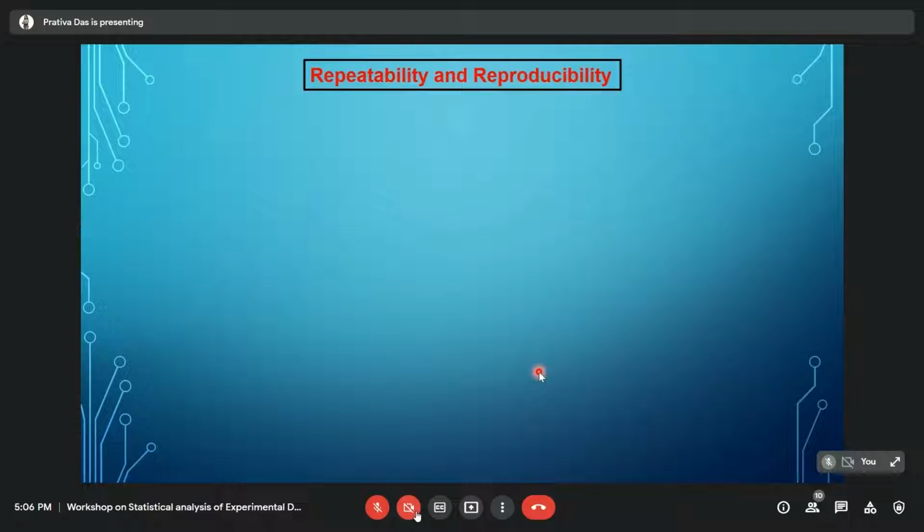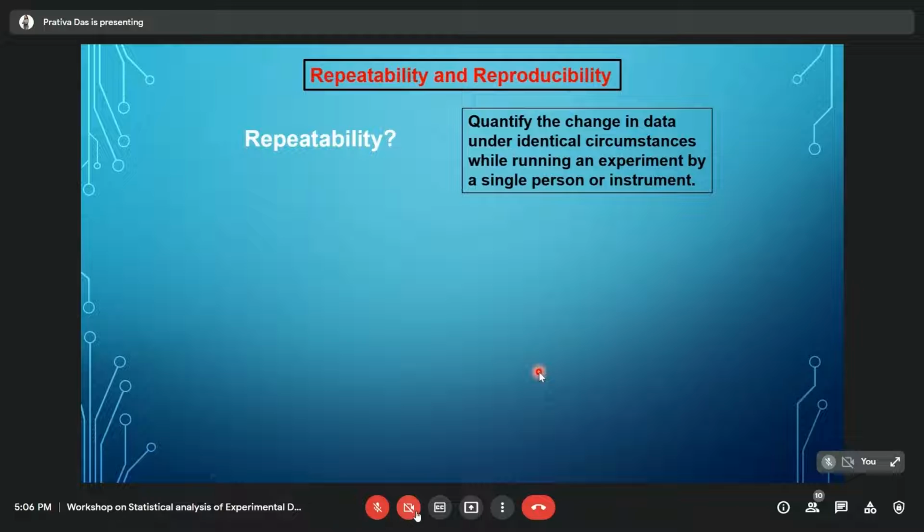Let's first talk about what these actually are. Repeatability is when you want to quantify the change in the data when you are running the experiment in identical circumstances by the same instrument or by a single person. Let's consider that in the lab you have a solution and you want to check the pH of the solution. You also have a pH meter in the lab. So you check the pH of the solution and you find some data about the pH of your material. Now you want to know if the data you are getting is just by chance or it is actually a true value.